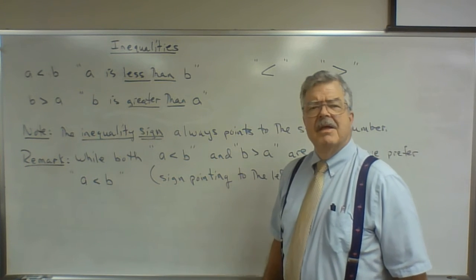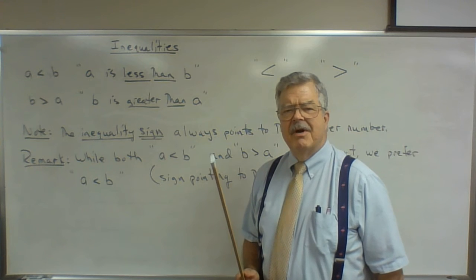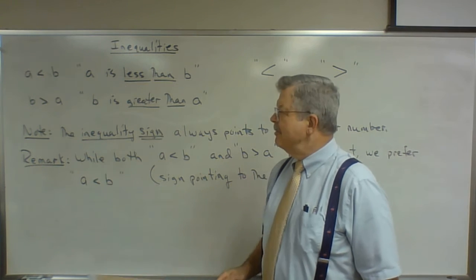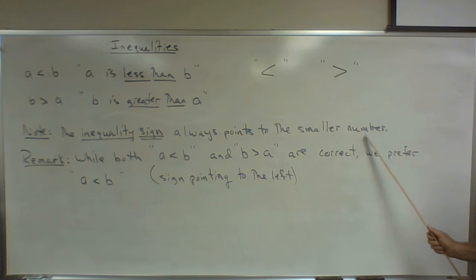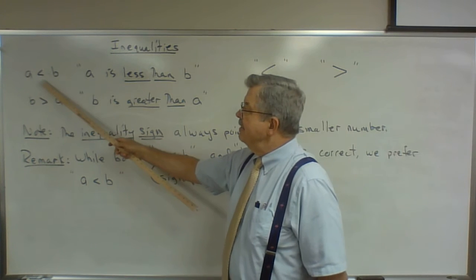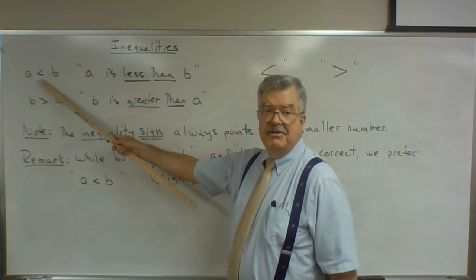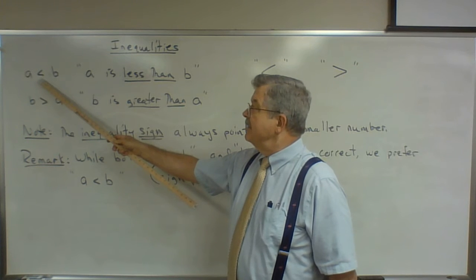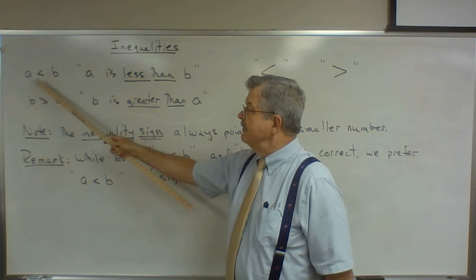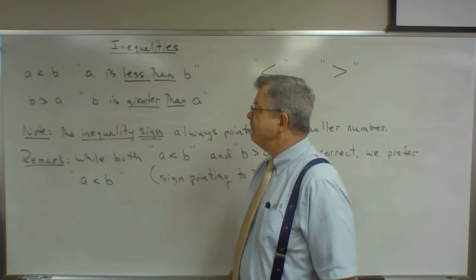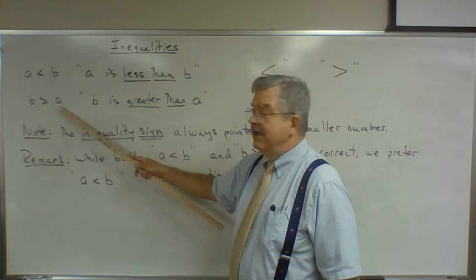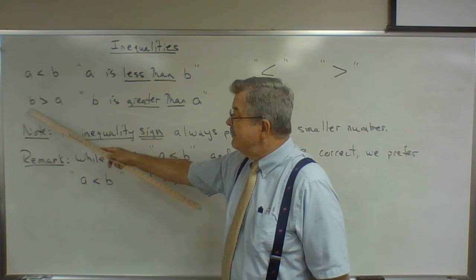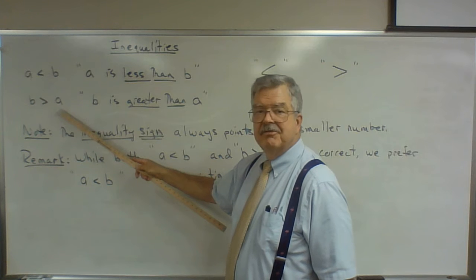Now, I don't hear this mentioned too often, but it's a great rule of thumb to remember. The inequality sign always points to the smaller number. Here, the inequality sign is pointing to A. So we say A, the smaller number, is less than B. Here, the inequality sign is pointing to the A, so we'd read this as B is greater than A, the smaller number.